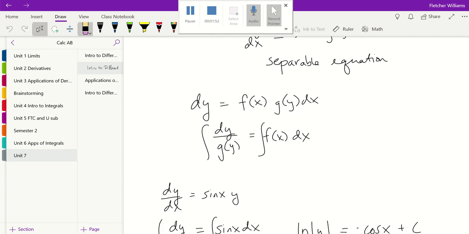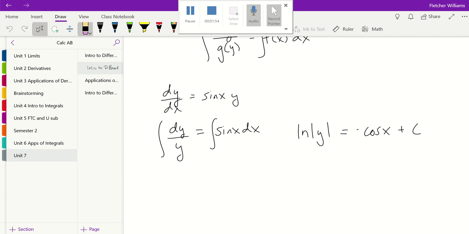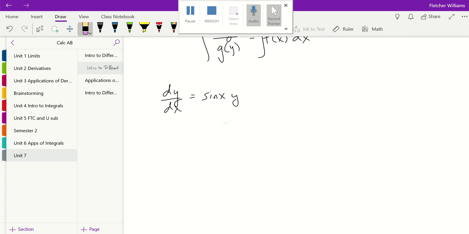But we had just started to look at, I'll just erase, oh no. So let's say that was the differential equation you were given. Can I get the black pen? Will it go away? Sine x times y. Good question.